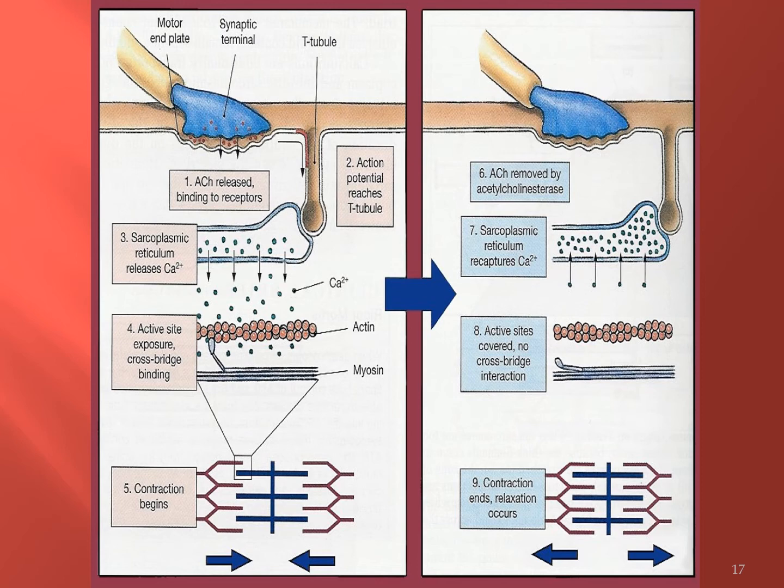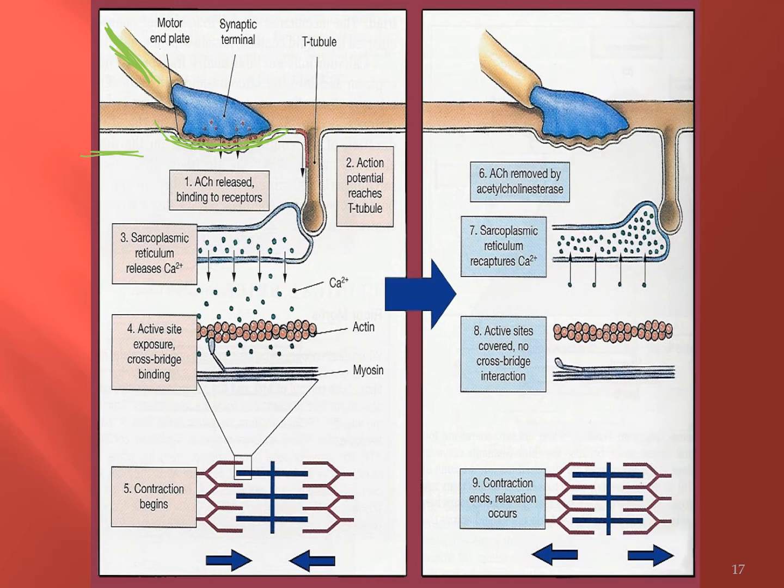So here you can see the alpha motor neuron. Here is your neuromuscular junction. Again, notice that they're not actually touching each other. We do have a small gap between the alpha motor neuron and the muscle cell.